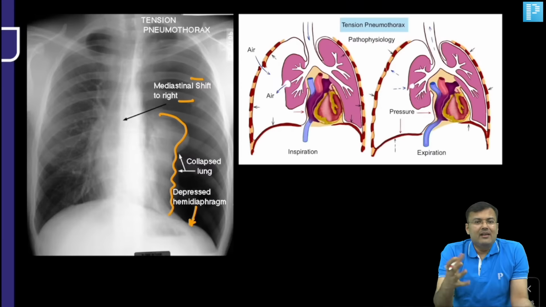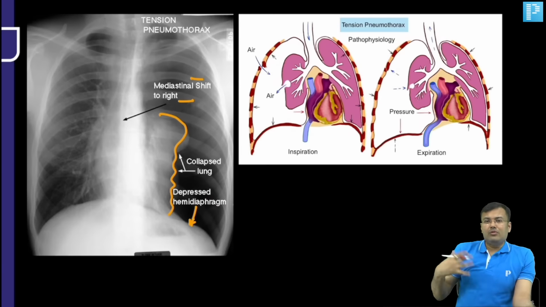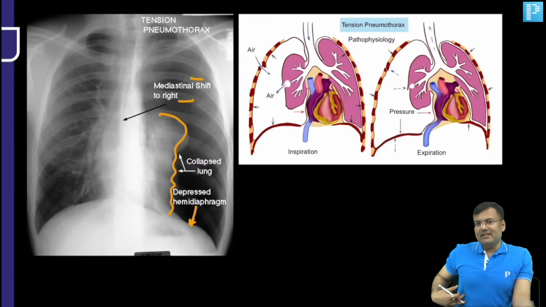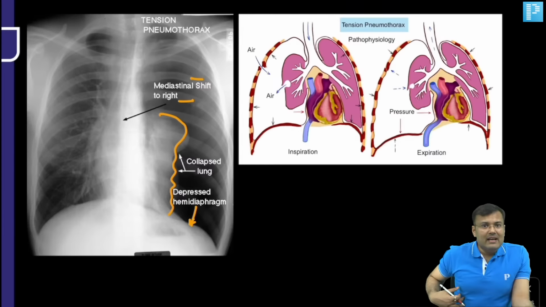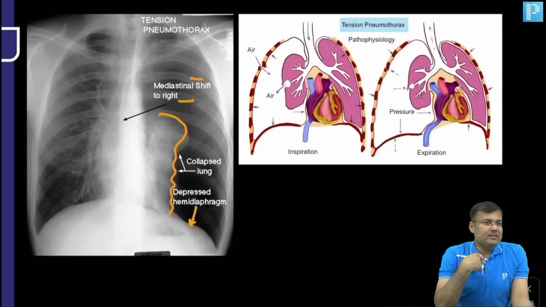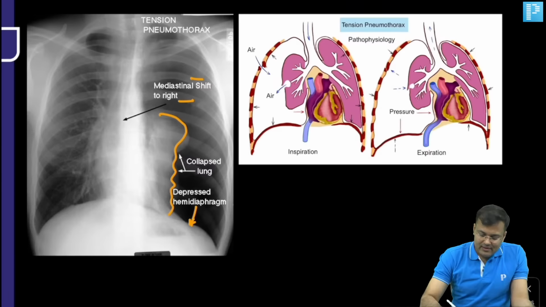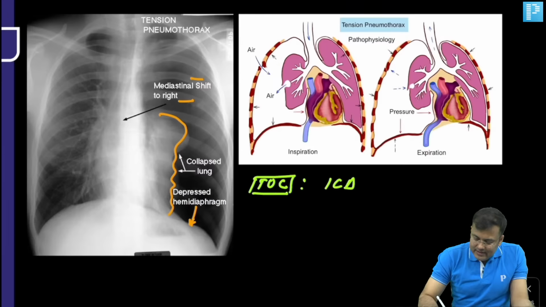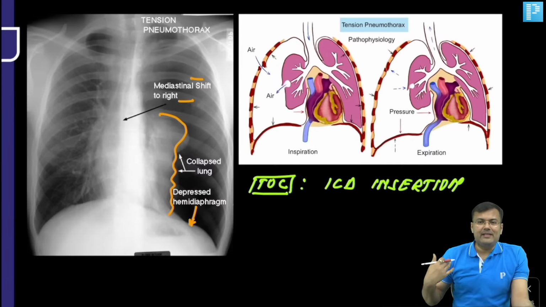What question will come? A clinical description will be there. After that, what is the treatment? So immediate treatment: put a wide bore needle in the 5th intercostal space in the anterior axillary line, not mid axillary line. In adults, second intercostal space in the midclavicular line in children. And treatment of choice? Treatment of choice is ICD insertion in the fifth intercostal space in the anterior axillary line.